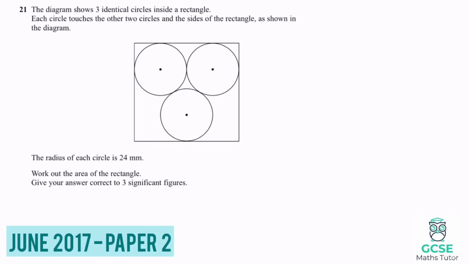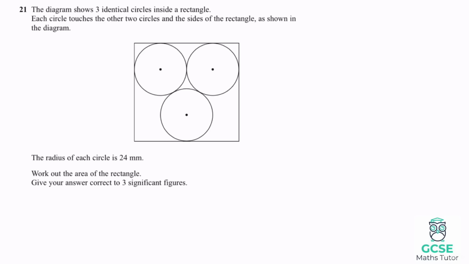Okay, so in this question we've got three circles inside a square. It says down here that the radius of each circle is 24 millimeters, and it wants us to work out the area of the rectangle. Now if you have a look, we've actually got a series of radiuses that fit along sideways here from edge to edge of this rectangle.